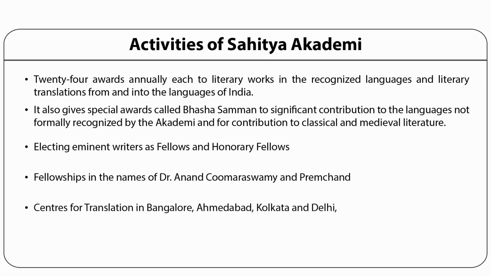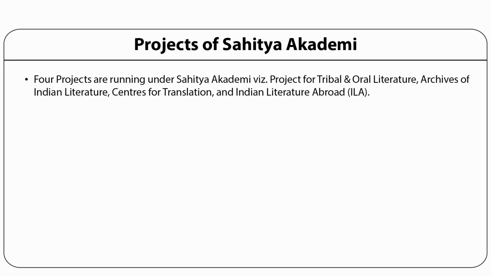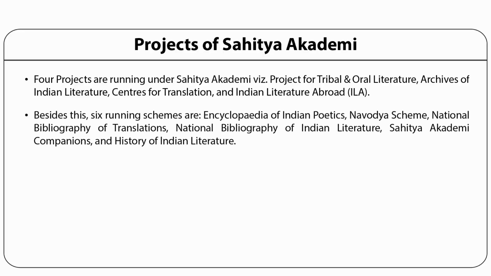Centers for translation in Bangalore, Ahmedabad, Kolkata, and Delhi. Archives of Indian literature in Delhi. There are 4 projects of Sahitya Akademi running under this for tribal and oral literature, archives of Indian literature, centers for translation, and Indian literature abroad. Besides this, 6 running schemes are Encyclopedia of Indian Poetics, Navodaya Scheme, National Bibliography of Translations, National Bibliography of Indian Literature, Sahitya Akademi Companions, and History of Indian Literature.